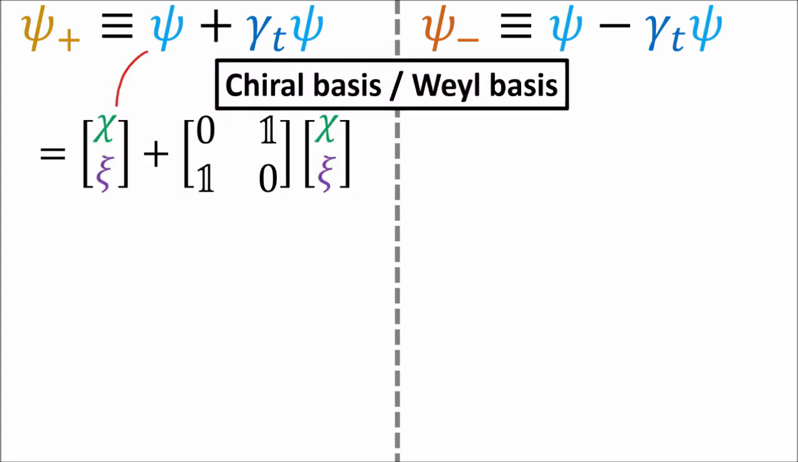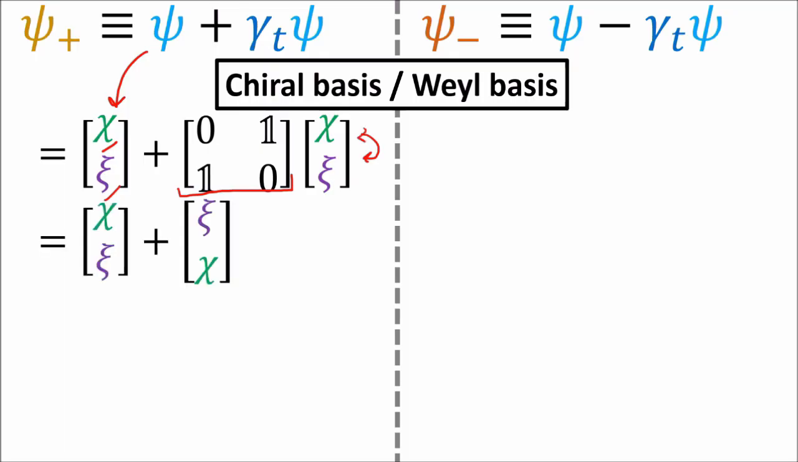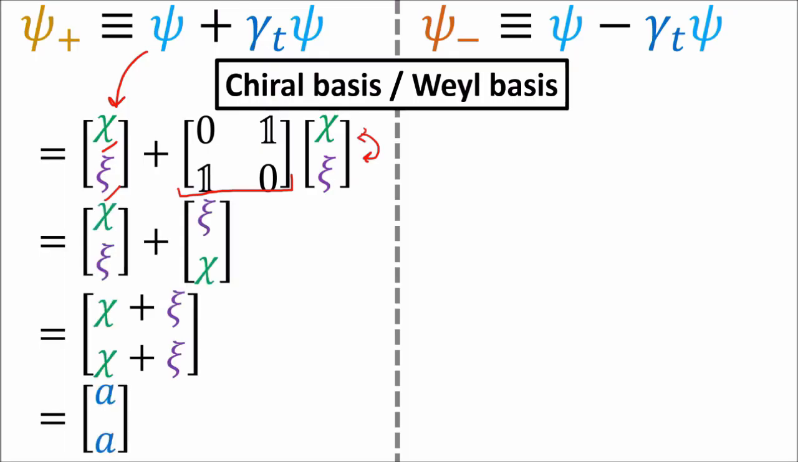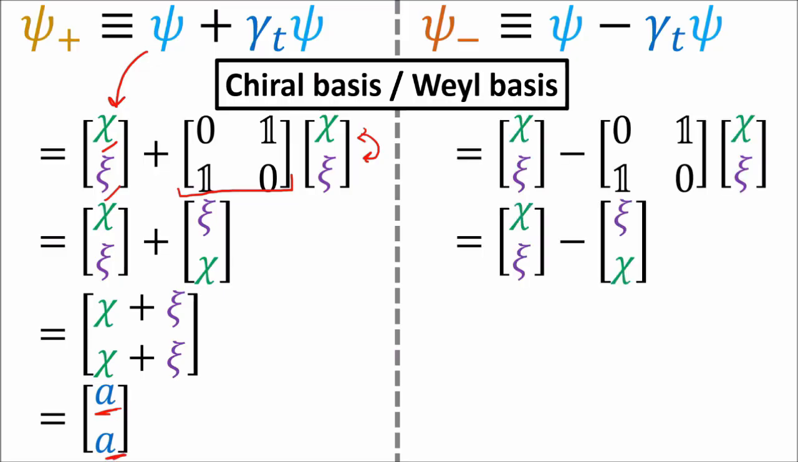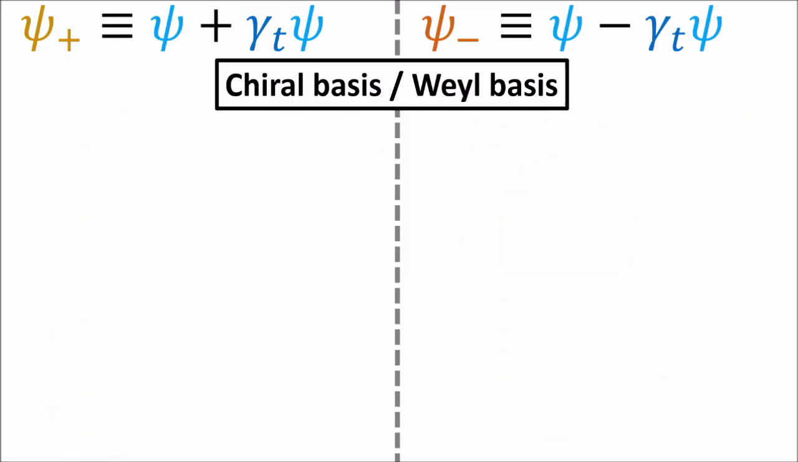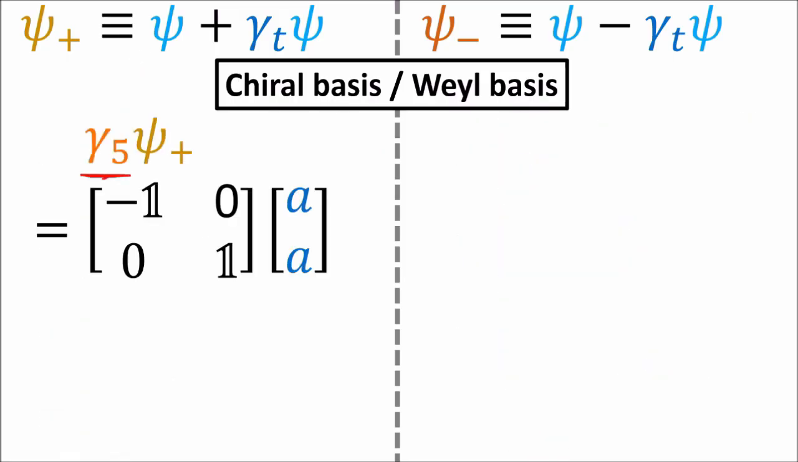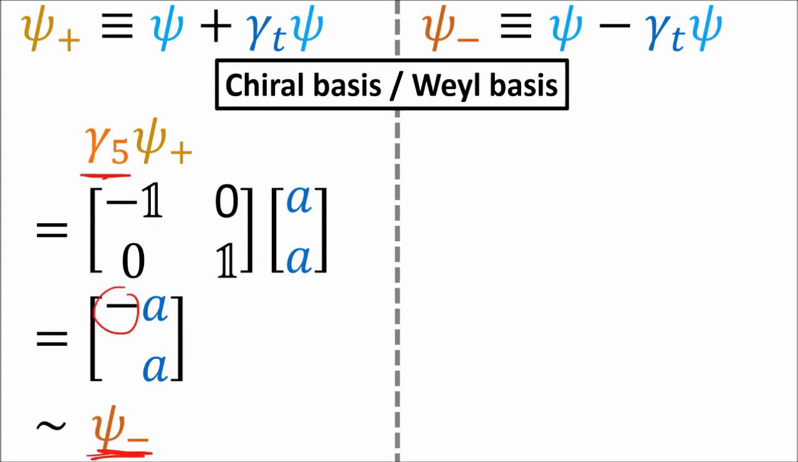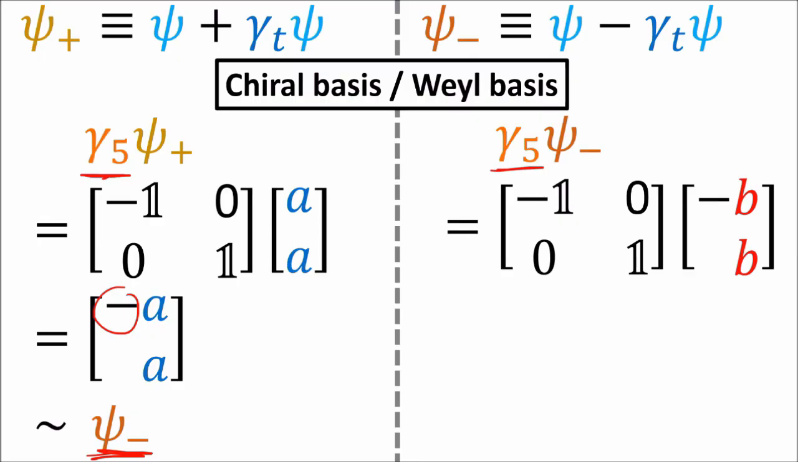If we write the left and right halves of psi as chi and psi, we know gamma t swaps the left and right halves. So the psi plus eigenspinor has left and right halves that are equal. Meanwhile, with psi minus, the top and bottom halves have equal size, but have opposite signs. We can also show that applying gamma 5 to psi plus makes it look like psi minus with the opposite sign introduced. And it makes psi minus look like psi plus, having identical signs.